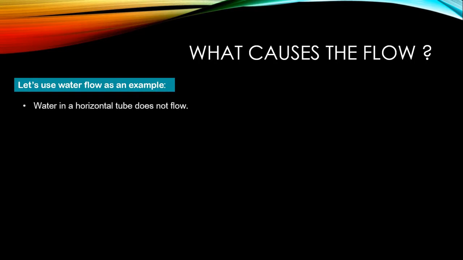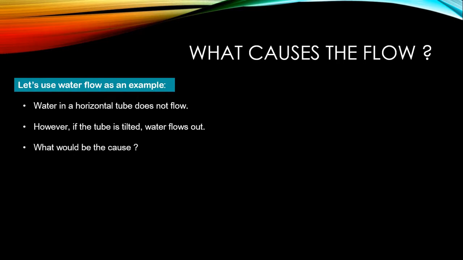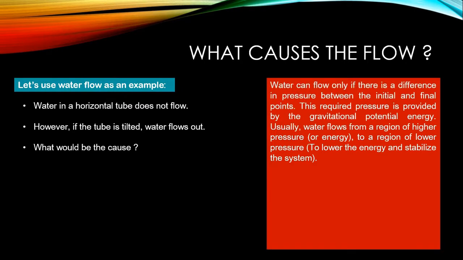We know that water in a horizontal tube does not flow. However, if the tube is tilted, water flows out. What could be the cause? Well, water can flow only if there is a difference in pressure between the initial and final points. This required pressure difference is provided by the gravitational potential energy.